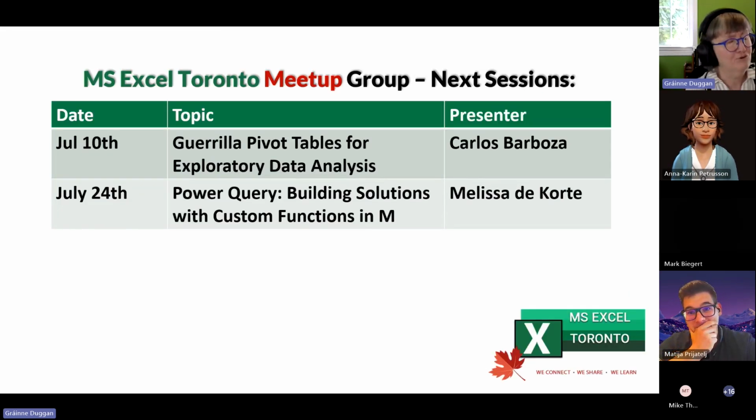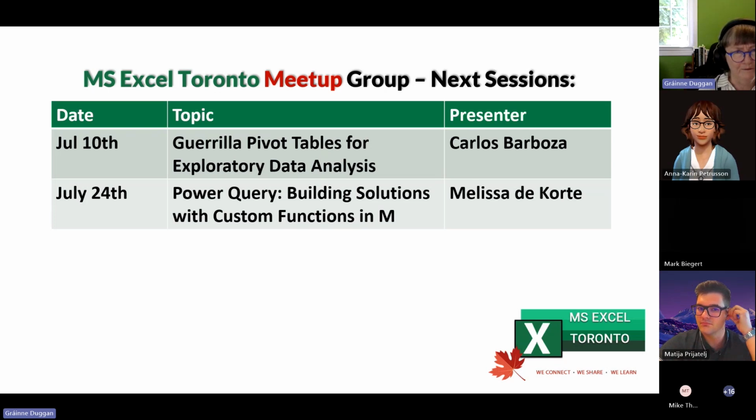And I have wonderful news. In July, we have two marvelous sessions coming up. And I'm so excited about both of them. One is July 10th with Carlos Boboso. And if you've ever seen Carlos, I don't need to say anymore. He is just absolutely spectacular. And he's doing gorilla pivot tables for exploratory data analysis, and that should be a real mind blower, because figuring out what's wrong with your data is like the first step in analysis. Well, not the first, but way early. And it's just his way of presenting it is marvelous. So that's July 10th. So please join us for that.